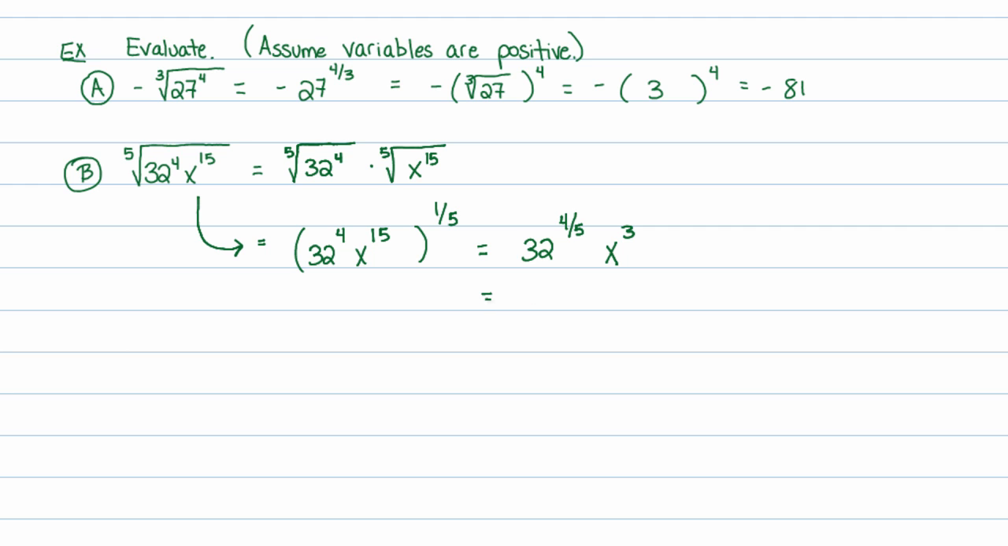And the 32 to the 4/5, I'm going to take the 5th root of 32 first, if I can. And then whatever that ends up being, I'll raise that to the 4th power. Remember, I have that x cubed sitting on the outside. Well, the fifth root of 32 is 2, and 2 to the fourth is 16. So that's just a fancy way of writing 16x cubed.